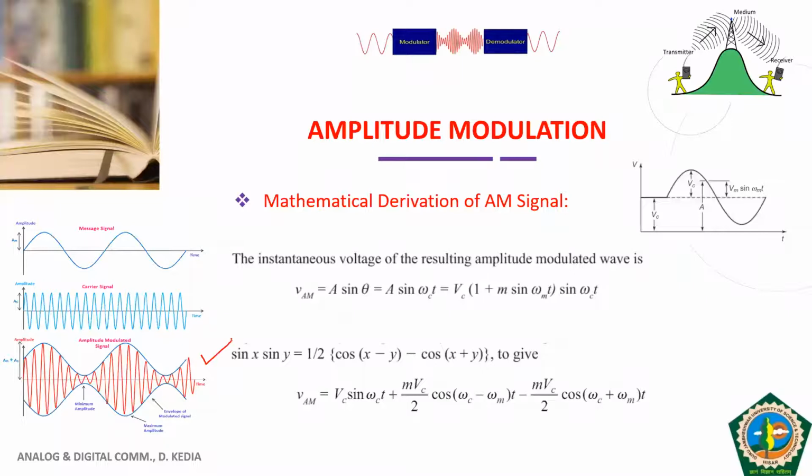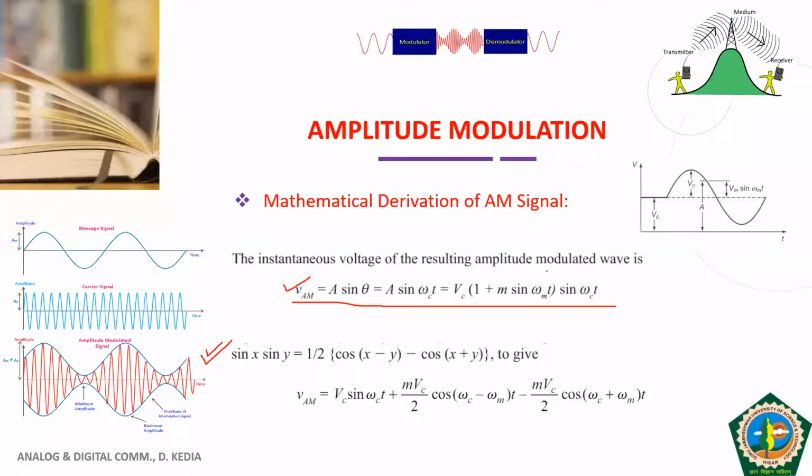I hope all of you have understood how to derive the equation of the AM signal, how to visualize it, and how to draw the AM signal by looking at this. I hope everybody is clear on this. So students, after looking at the derivation of the expression of the AM signal, the instantaneous voltage of the AM signal, now we move forward. We would like to extract some more information out of this equation.